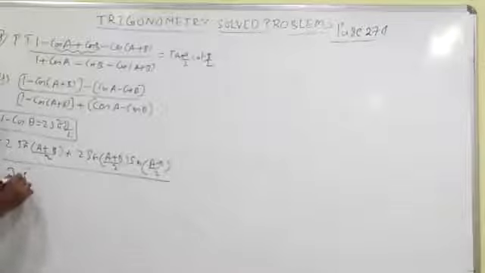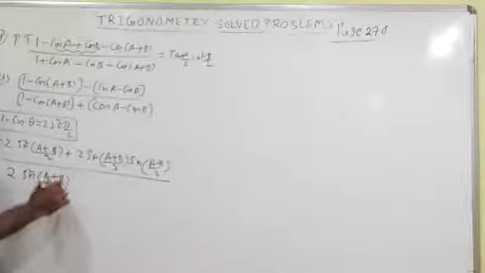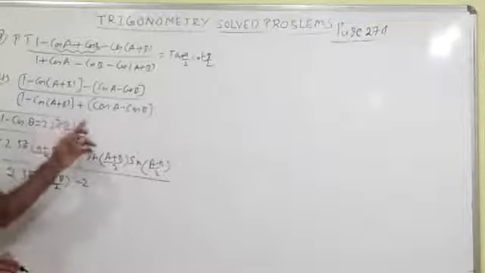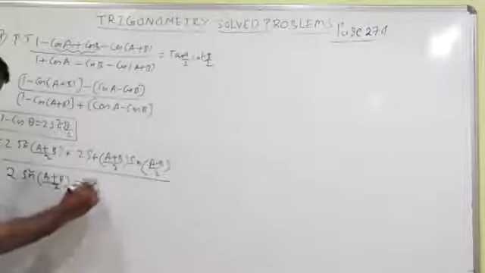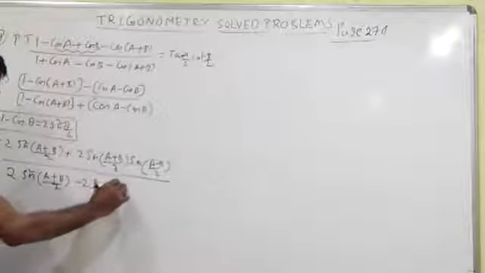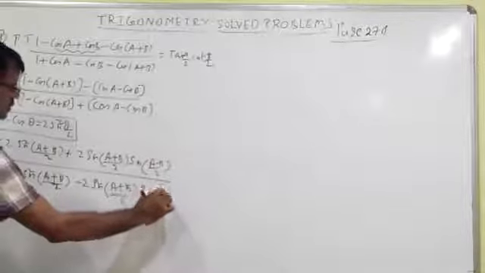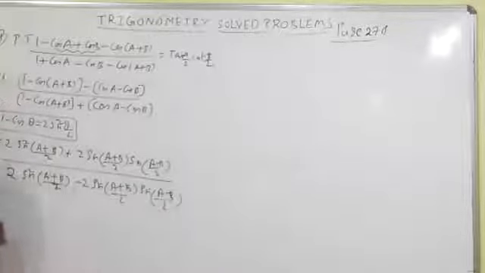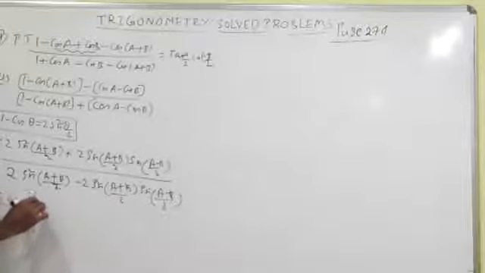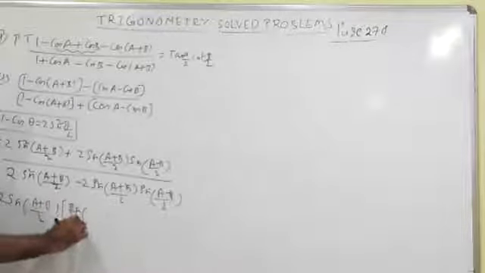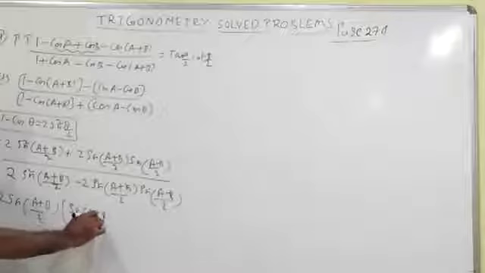In the similar way, in the numerator you write here 2 sin square of (A plus B) by 2 plus here the formula minus 2 sin. Whenever it is plus you should write minus here. Minus 2 sin of (A plus B) by 2 into sin of (A minus B) by 2. Now in numerator and in denominator also you can take common the term 2 sin of (A plus B) by 2.